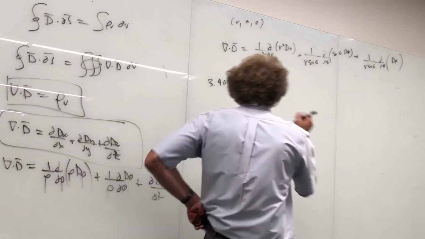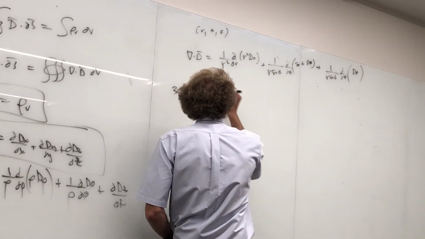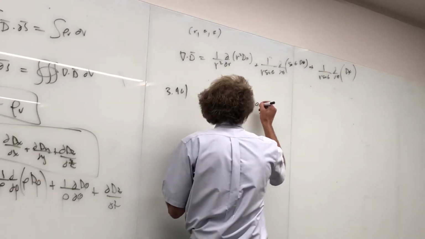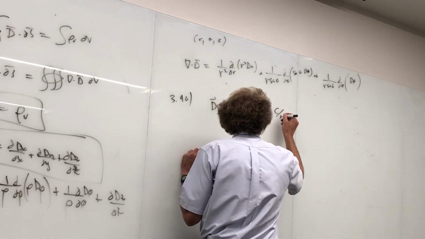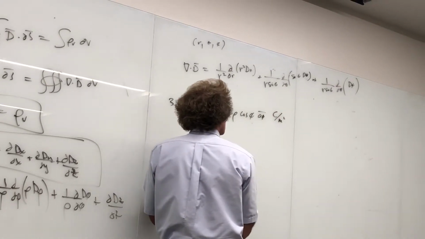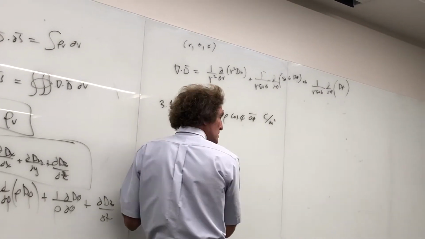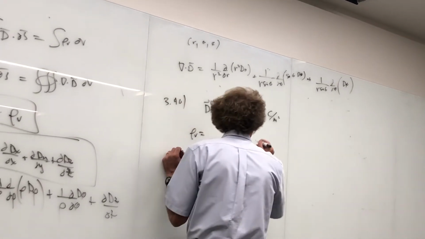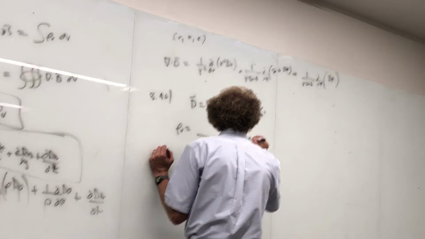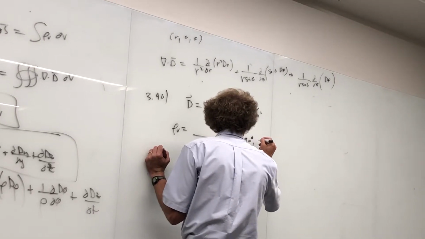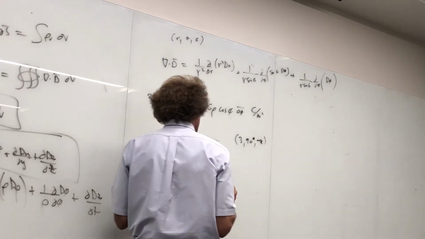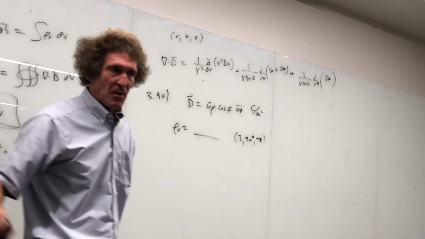Suppose vector D equals 6 rho cosine phi a_phi joules per meter squared. Then A, determine the charge density at the point 3 meters, 90 degrees, and then negative 2 meters. B, find the total flux through the surface of a quartered cylinder. All right, we're gonna do this first part.